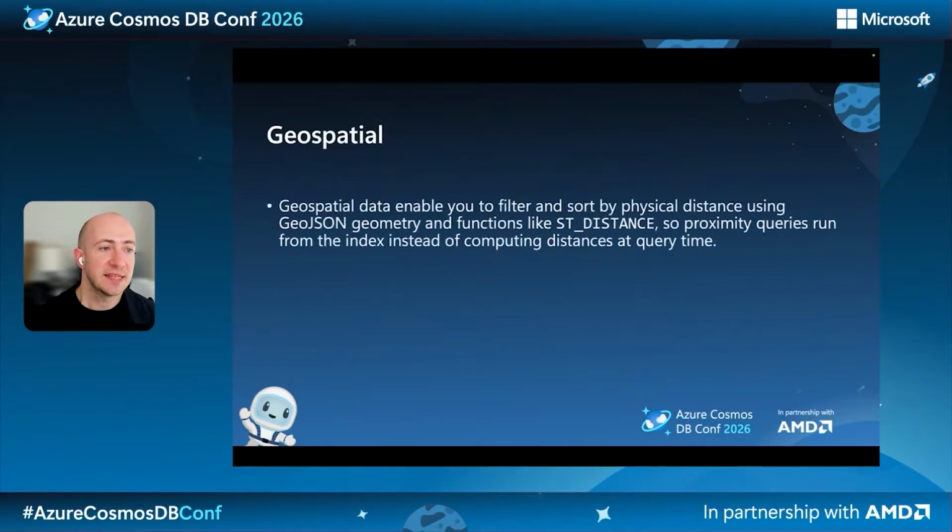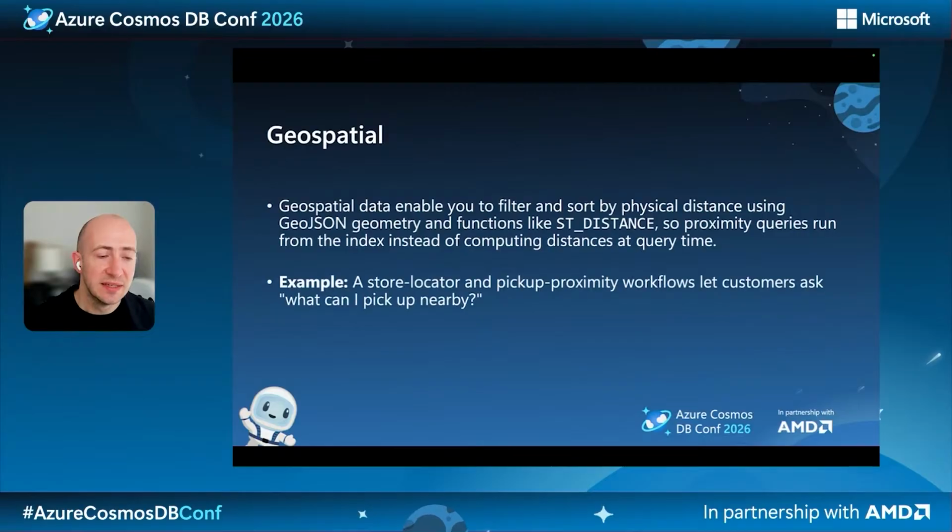Geospatial, great. Right, so geospatial data enables you to do all sorts of cool filtering or bounding or sorting by physical distance, right? By having locations like longitude, latitude locations on Earth. And this allows you to use all sorts of complex geospatial functions that we have in the Cosmos DB query syntax. So in this example, we're going to use the ST-distance function.